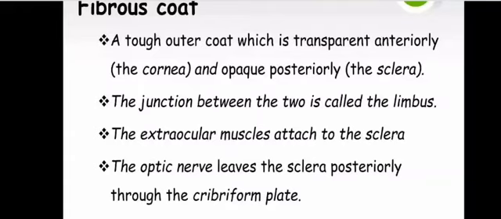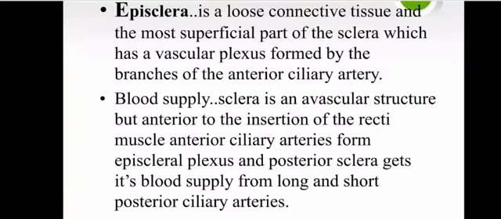The extraocular muscles attach to the sclera. The optic nerve leaves the sclera posteriorly through the cribriform plate. The next one is the episclera. It is a loose connective tissue and the most superficial part of the sclera, which has a vascular plexus formed by the branches of the anterior ciliary arteries. The sclera is an avascular structure, but anterior to the insertions of the recti muscles, the anterior ciliary arteries form the episcleral plexus, and the posterior sclera gets its blood supply from the long and short posterior ciliary arteries.